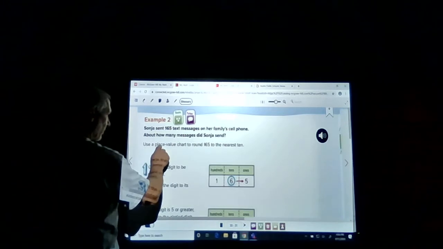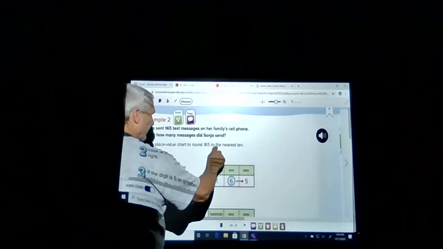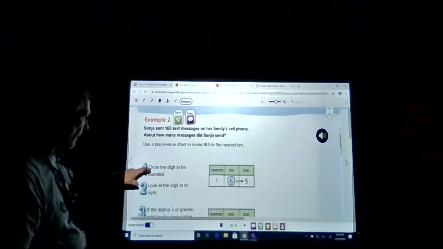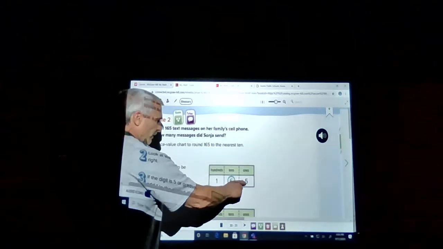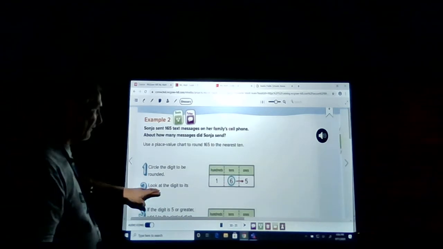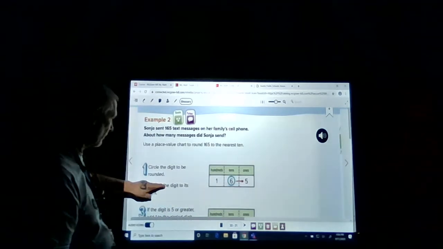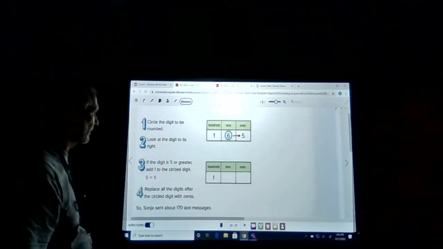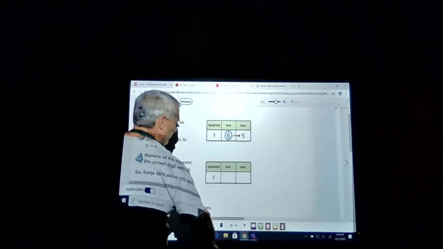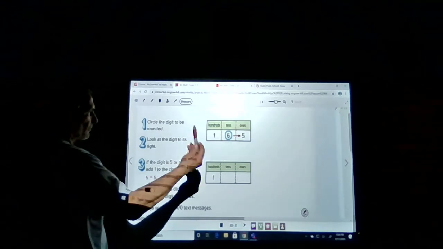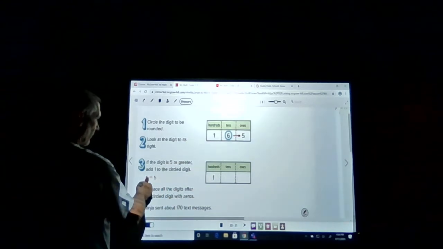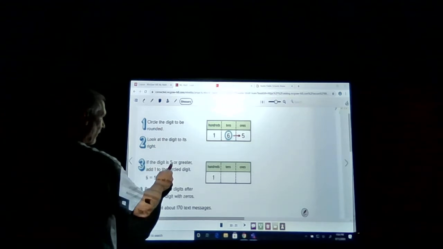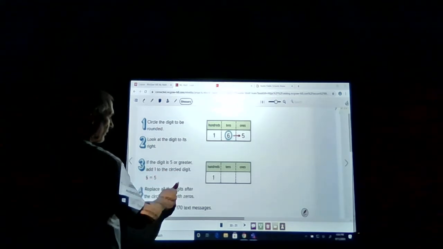Let's read this. Use a place value chart to round 165 to the nearest 10. All right, circle the digit in the tens. Look to the right. We draw an arrow. If it's 5 or greater, you're going to add 1 to the circled digit. This time, it's going to be closer to the next number. Let's just see what we have here. All right, 5 equals 5. All right, if the digit is 5 or greater, add 1 to the circled digit.